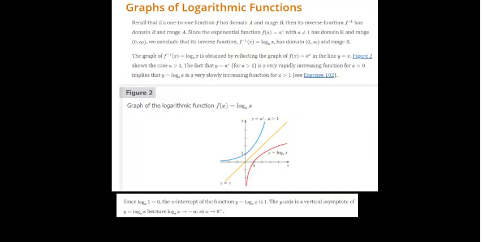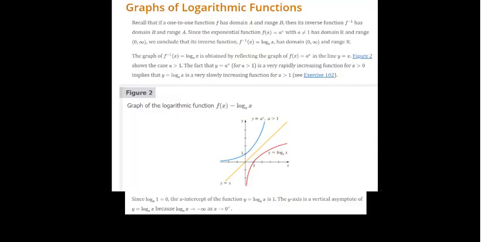Alright, so graphs of logarithmic functions. It reads, recall that if a one-to-one function f has domain A and range B, then its inverse has domain B and range A. Okay, remember, they were opposites there. Remember, again, I'm pretty sure this was the last lecture.